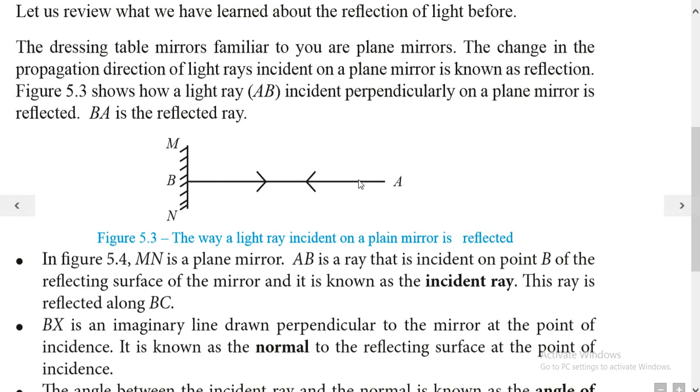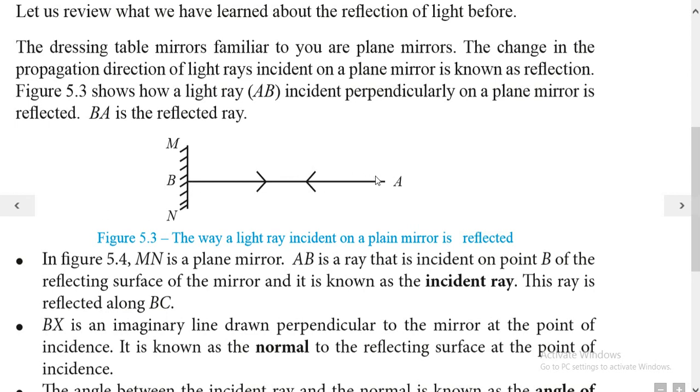In this diagram, the light ray falls onto the plane mirror in the direction A to B. After reflection from the plane mirror, it travels back along the same path, in the direction B to A.